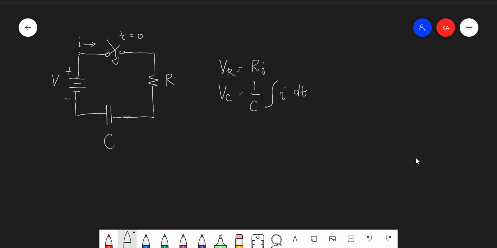So this is the voltage of the capacitor. And then if we do the similar thing as with the inductor and resistor in series, we see that V is VR plus VC. So we have that V is equal to Ri plus 1 per C integral of i dt.